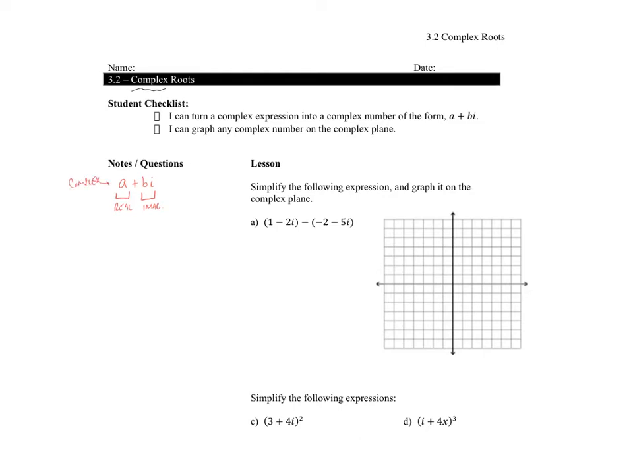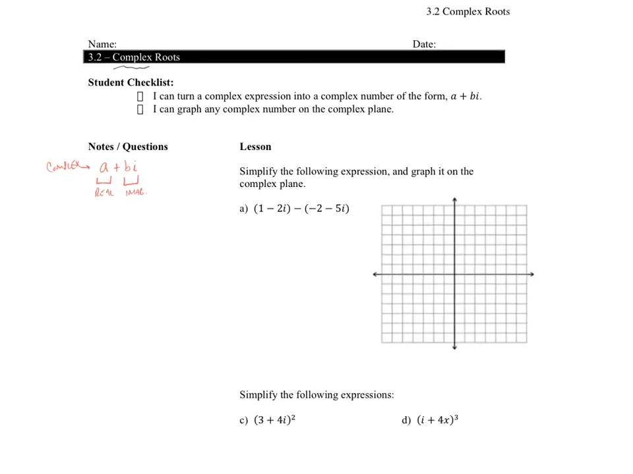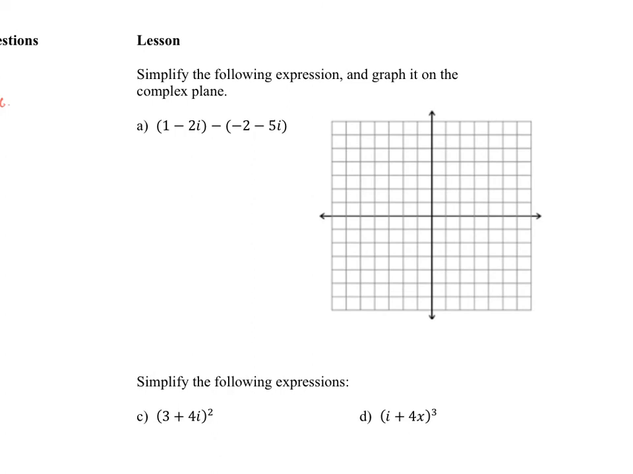All right, so what we're going to talk about today is how to graph these complex solutions and just how to simplify some of them that are a little confusing. So let's start with a very basic example in A. I've got a binomial here that is complex and another binomial here that is also complex, and I'm subtracting them.